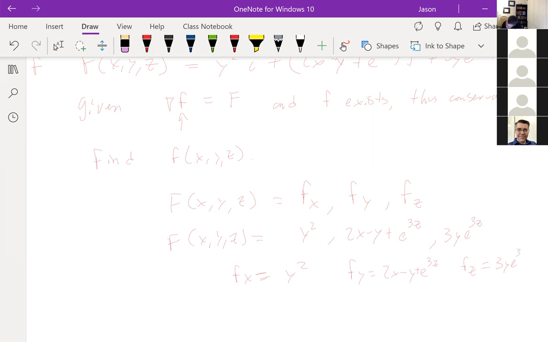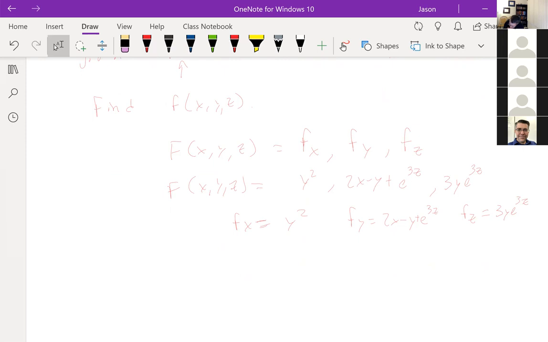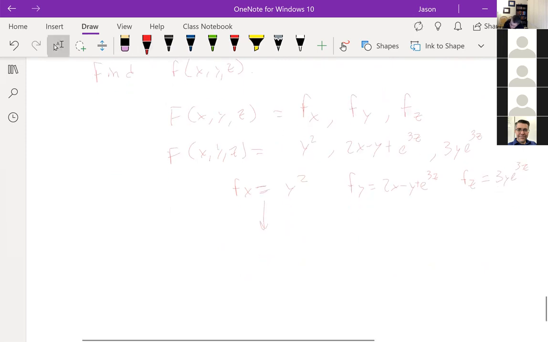Okay, I want to take each of these individually. The first one that I'm going to take is this guy. What happens when I take the antiderivative of this with respect to x? We'll get f(x, y, z) equaling xy squared, plus what? Well, I could have had something involving a y, like a g of y, or an h of z plus k, or any combination thereof.